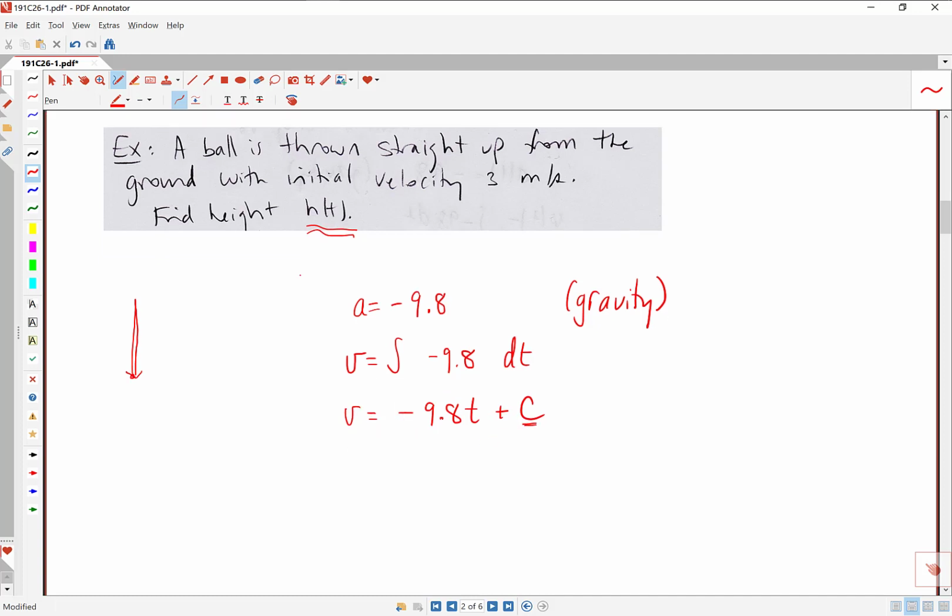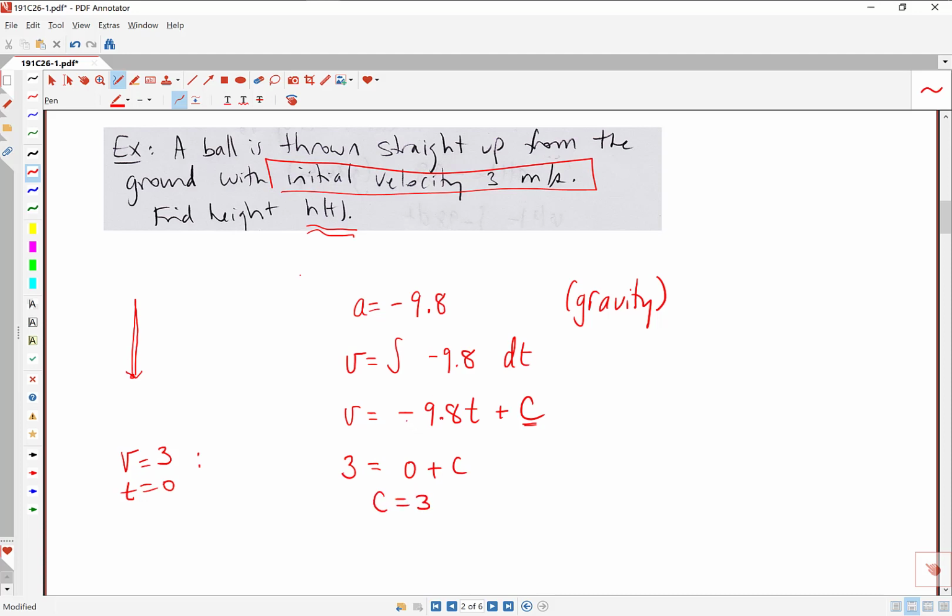Okay, now let's see if we have enough information in the problem to actually solve for c. We know the ball's initial velocity. We're told the initial velocity is 3 meters per second. So what that means is that velocity is equal to 3 when time is equal to 0. Time equals 0 just being the start of the problem. So let's sub that in and see if we can get more information about v. So we're saying 3 equals 0 plus c. In other words, c equals 3.